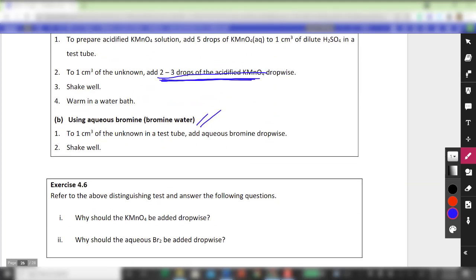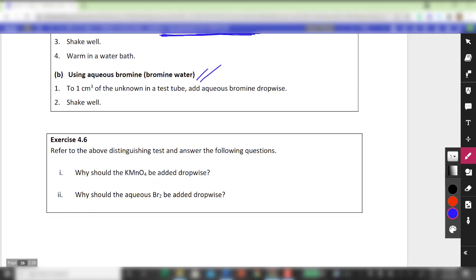Okay, and then we have exercise 4.6. Why should KMnO4 be added dropwise? I think I've explained. If you add excess, the solution will remain purple because KMnO4 becomes an excess reactant, and you don't want that to happen. So dropwise is a must. Actually, the same reasoning goes for bromine water. If you add too much in excess, the solution will remain yellow orange. You will not be able to observe the decolorization. And I hope you also remember that in your practicals, please follow instructions carefully. When they ask you to add dropwise, make sure you add dropwise.